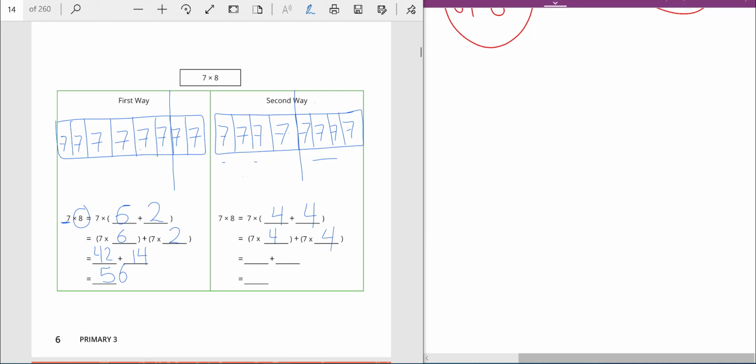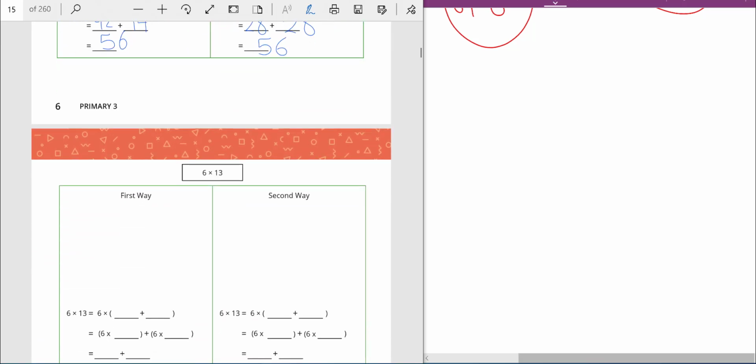Table 4 is easy to keep. 7 times 4 equals 28, and then 28. So 8 plus 8 equals 16, and regroup 1, 3 plus 2 equals 5. So 56 is the same product. Now we can take another example.